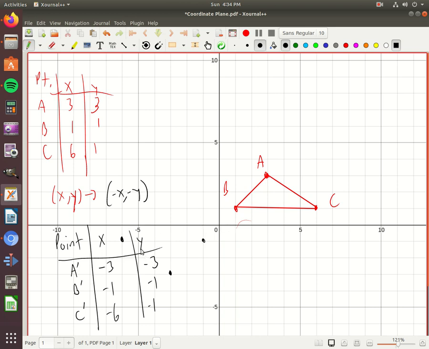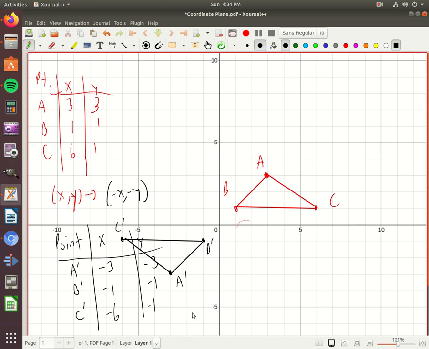You can see I'm in my own way, which is unfortunate, but I think you can do okay with that and see what's going on here. Again, this is my A prime, this is my B prime, and this is my C prime. It sure looks like I rotated 180 degrees.